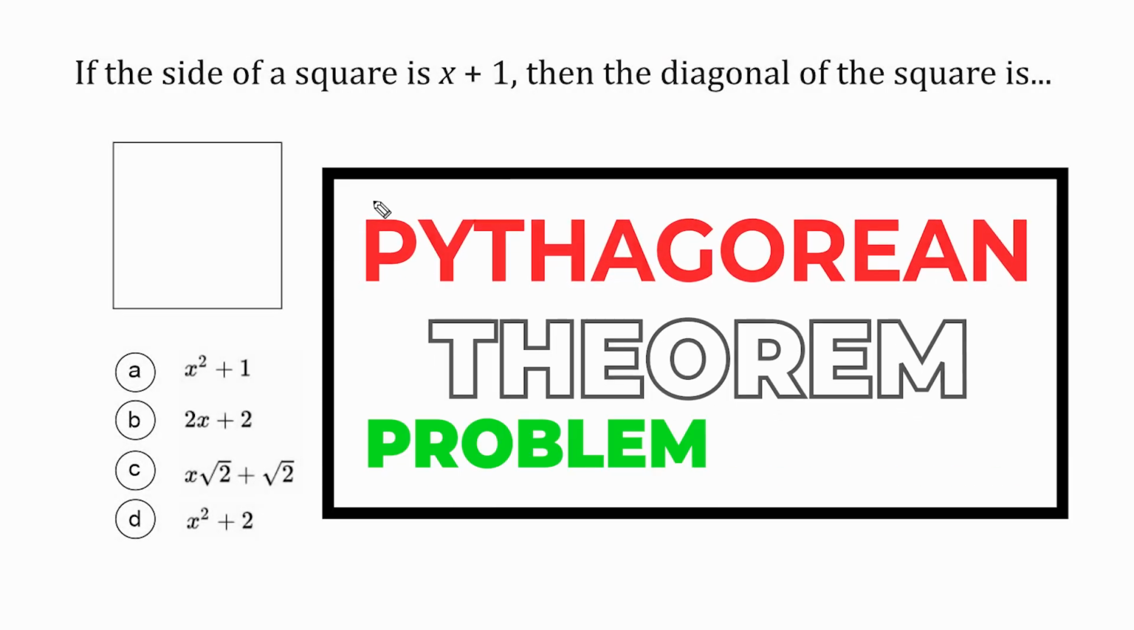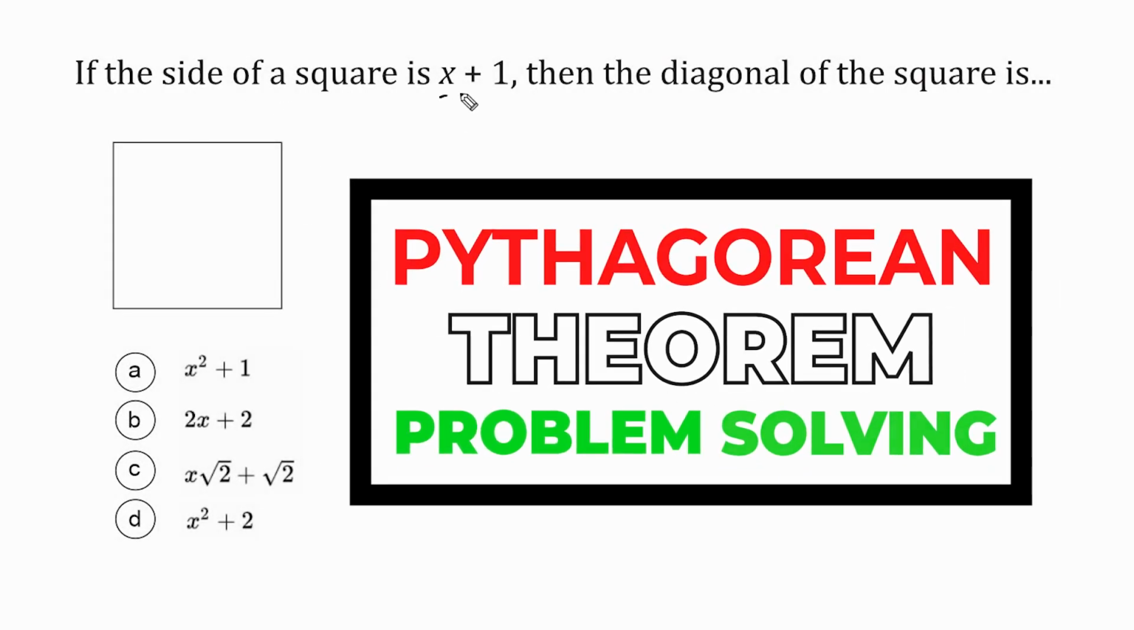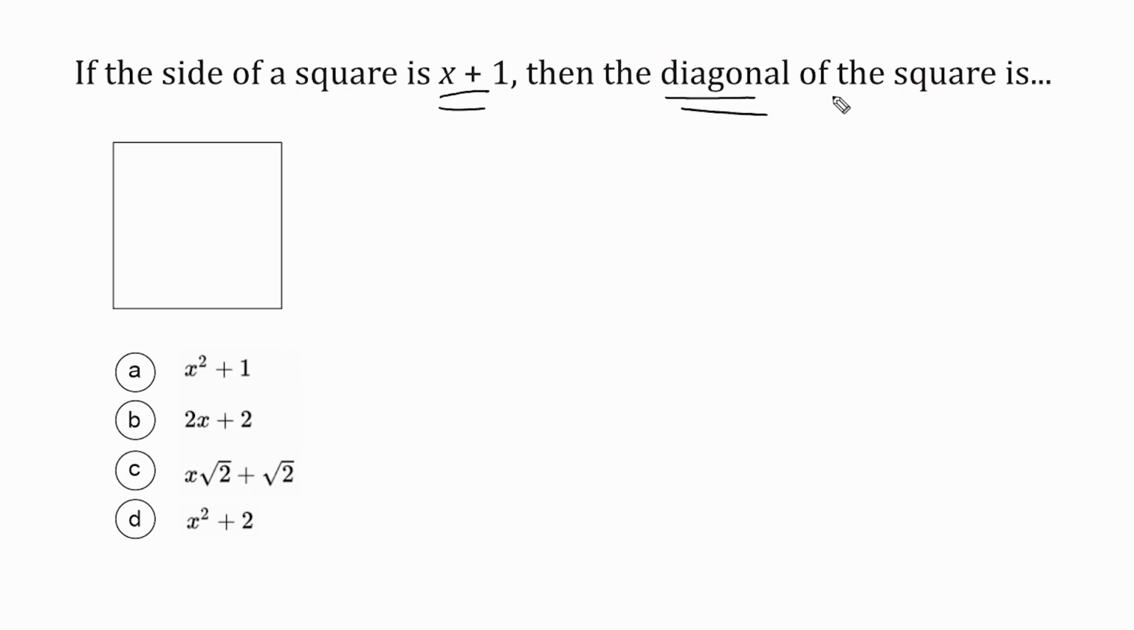All right, this problem reads, if the side of a square is x plus 1, then the diagonal of the square is one of these four expressions. So basically what we have to do is take the given information that each side of the square is x plus 1 and use it to determine what the length of this square's diagonal is.